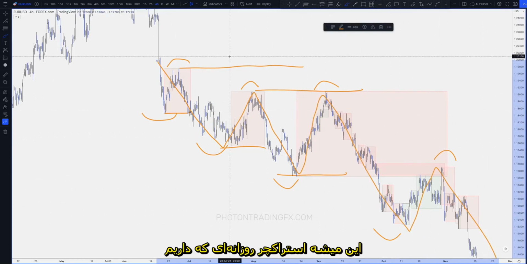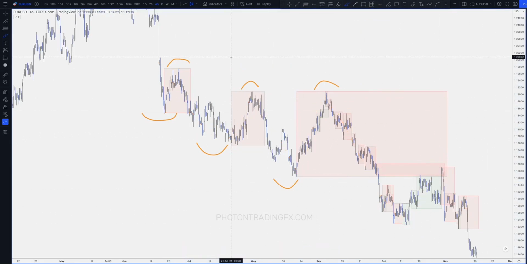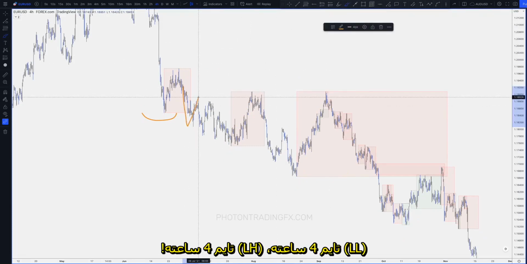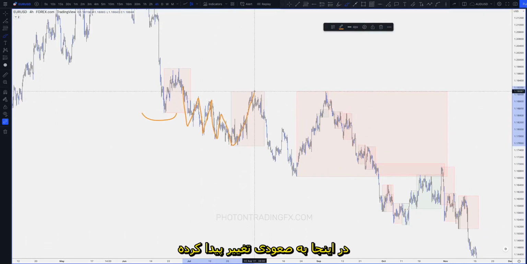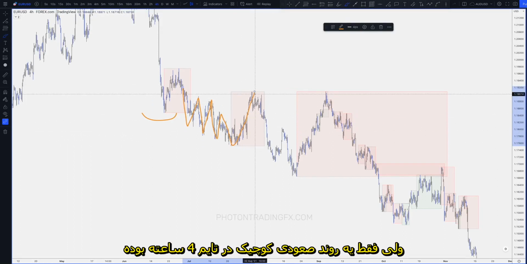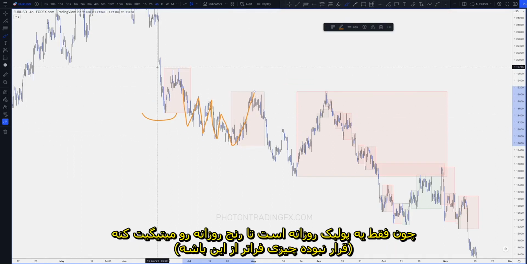Right? That would be, say, your daily structure. Get rid of all that. And then within that, you've got your 4 hour structure, you can see, right? Lower low, 4 hour lower high, 4 hour lower low, 4 hour lower high, so on and so forth. Then it probably switches bullish there. It ends up being not a fake signal, but it's only a short-term bullish trend on the 4 hour chart. Why? Because it's just a daily pullback to mitigate the daily range.